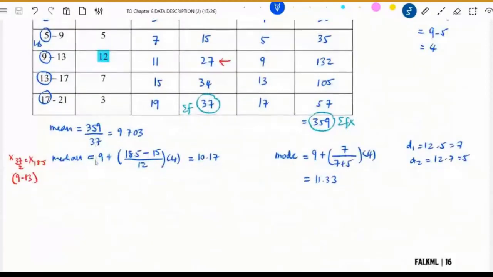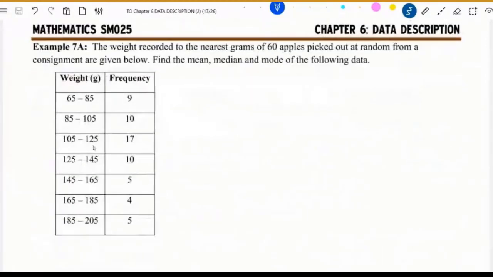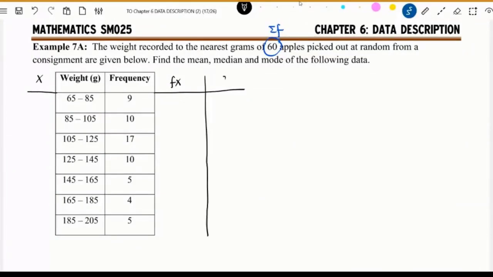Okay, so from the question we know that this one represents your summation F. Okay, so you need to copy this table onto your answer sheet. And you have to add a new column. So we will add new columns for X, for fx, and also CF. Okay. Why do we need to add X, fx and CF? Because you want to find the mean, median, and mode.